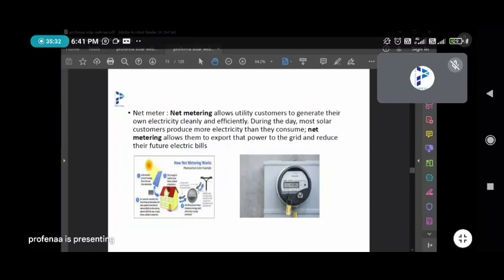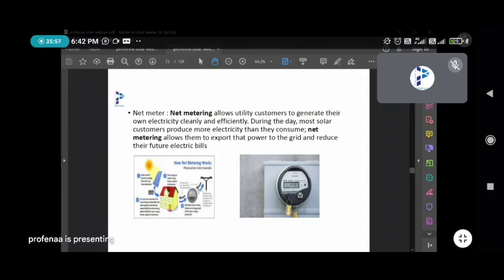Net meter. Does anyone know about net metering? What do you call a net meter? For example, there is a difference between the normal energy meter and the net meter. For solar purposes, only net meters are used. Because, for example, if I am using solar power in my home, if I use it, then the meter will start and get the reading.